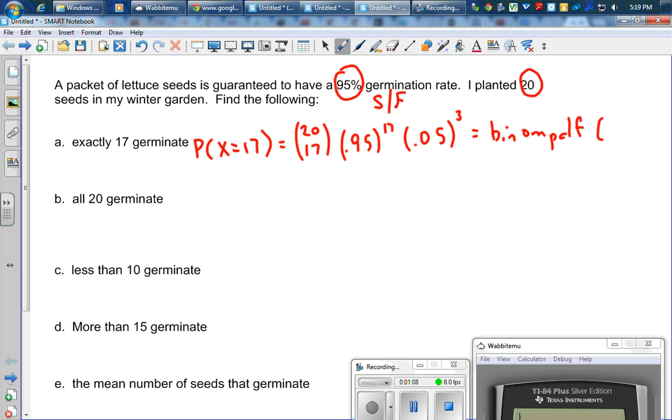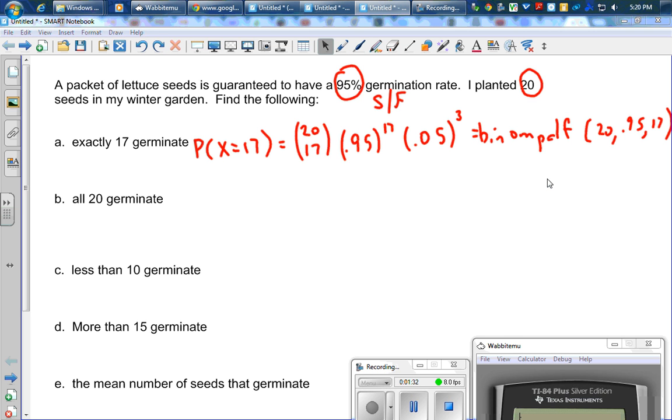of n, p, x. Kind of running out of room here. It's hard to write. Oh, look at that. I can just slide it over a little bit. Check this out. Give myself a little bit more room.